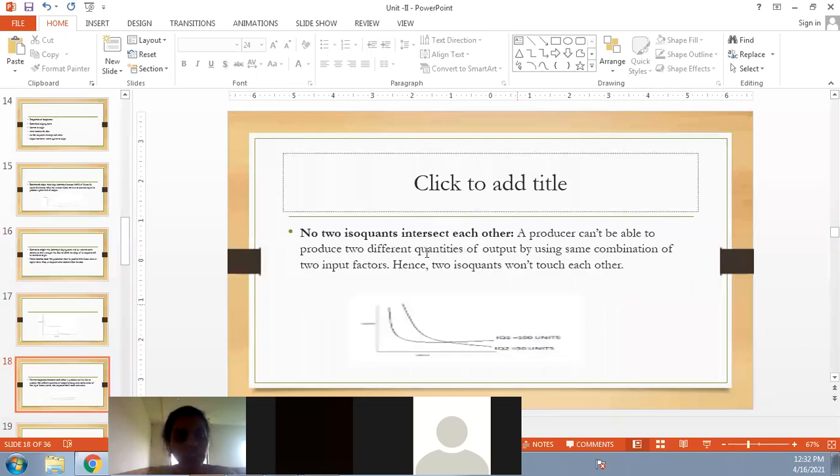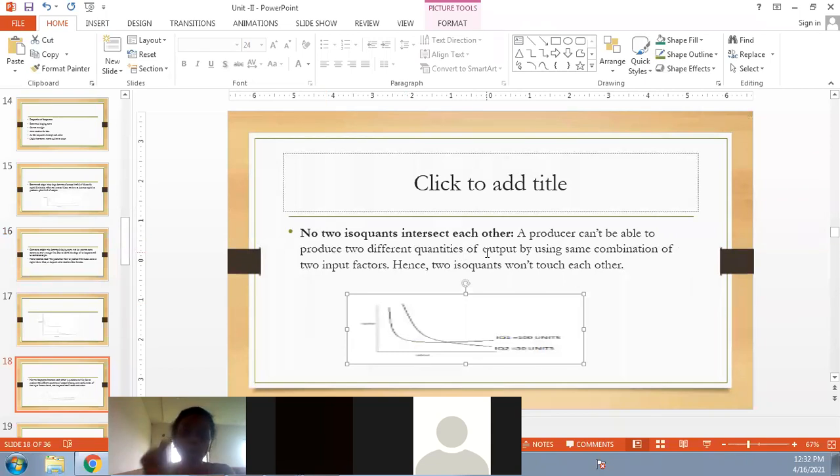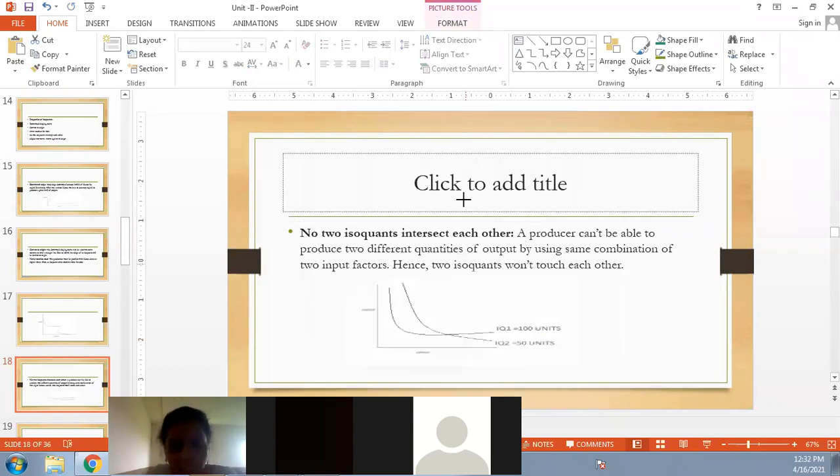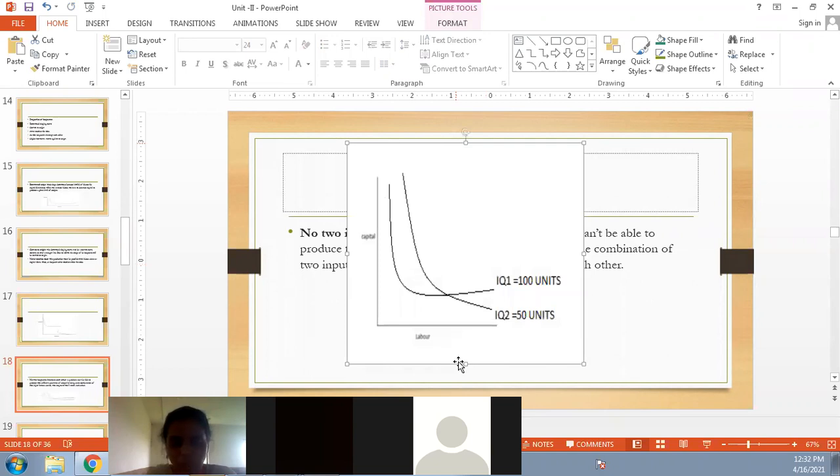The next property that we said is that no two isoquants intersect each other. Point of intersection means cutting each other. Guys, analyze this one. I am just increasing the size of this diagram for understanding purposes. See, we have two different isoquants. One is producing 100 units, the other one is producing 50 units.